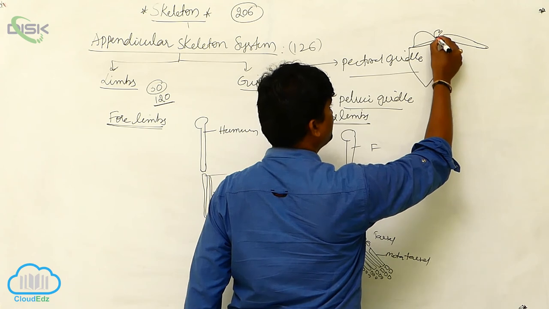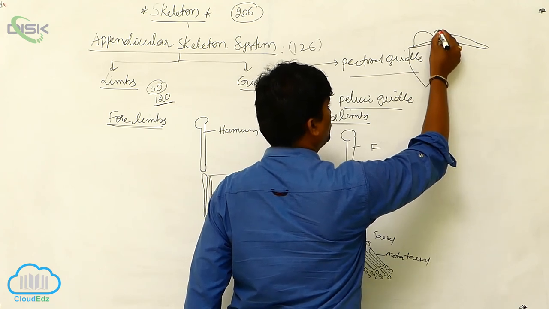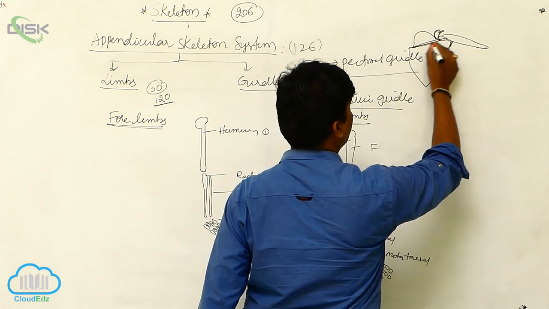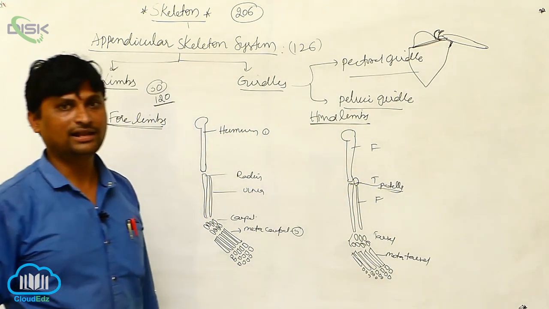Here is the occipital chamber. There is some ridge here, and the ridge is called the olecranal keel.